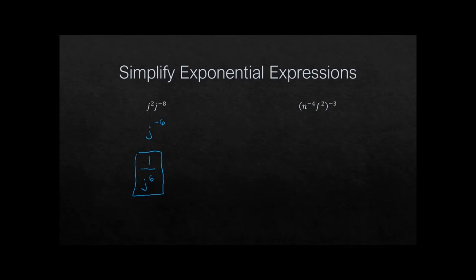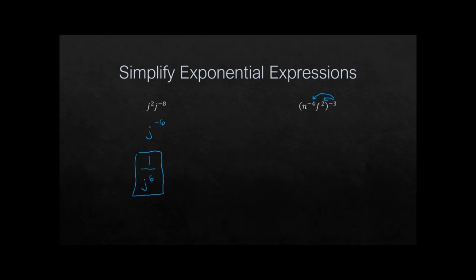Now on the right here, we have n to the negative 4 f squared, and then the whole thing is to the negative 3 power. So when I have something like this, and I don't have a fraction and I have a negative exponent here, I will first multiply my exponents out, and then I will do the conversion from any negatives to positives. Because sometimes your negatives will cancel out with the multiplication. So I just find it easier to distribute the exponents first.